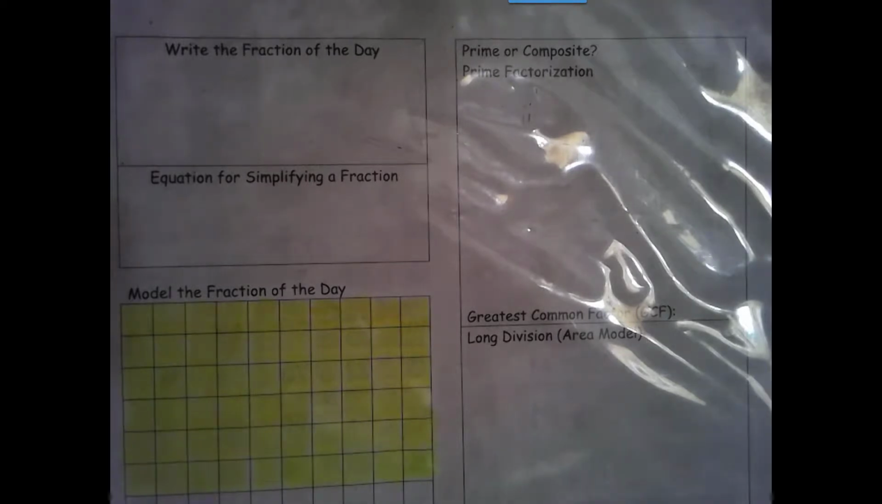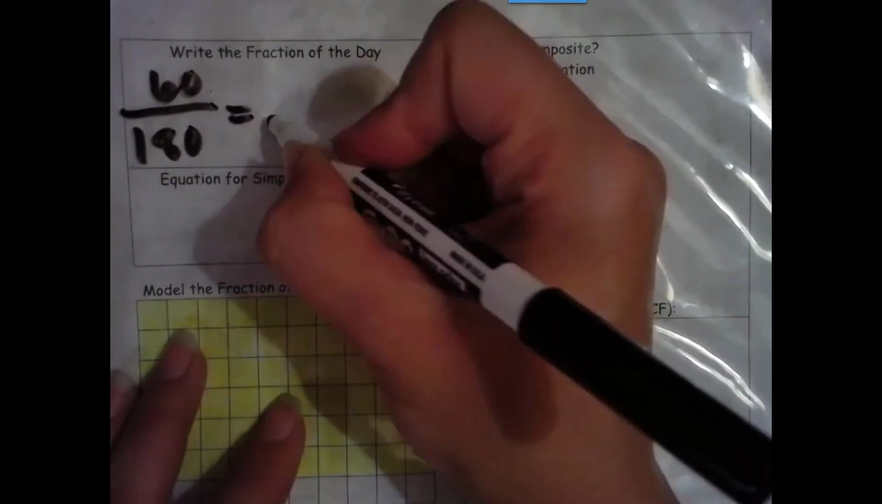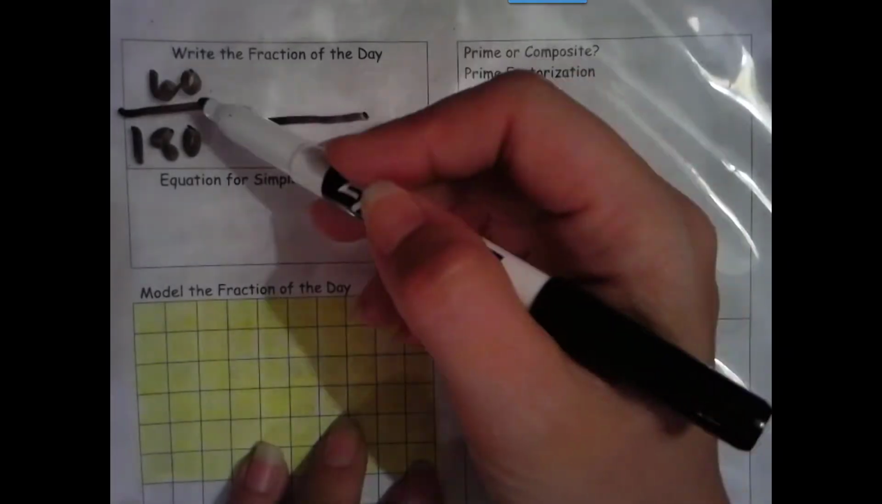Okay, let's get down our beginning fraction. We have a total of 180 school days, and we are on day 60. So now what we want to think is, is 60 prime or composite? Well, it's even, and the only even number that's prime is the number 2, so it is composite. And that means we have to do the prime factorization of both our denominator and our numerator.